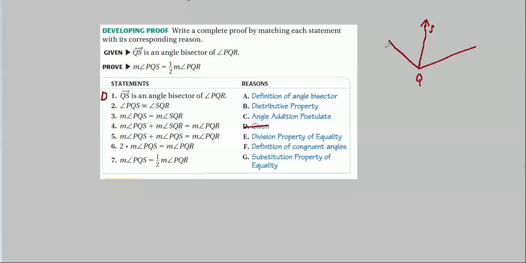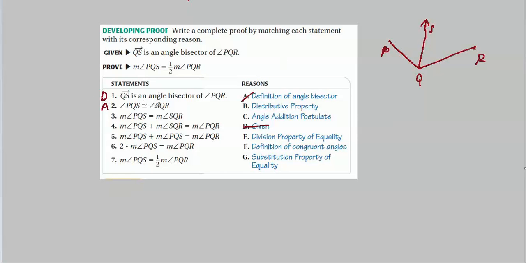And here's P and R. Okay, so PQS, that's this one here, and SQR, that'll be this one here. They must be equal because they tell us that this is a bisector. So that would be the definition of bisector. Well, here it is here, definition of angle bisector. So let's cross it out and write A in here. These two are equal by the definition of angle bisector.